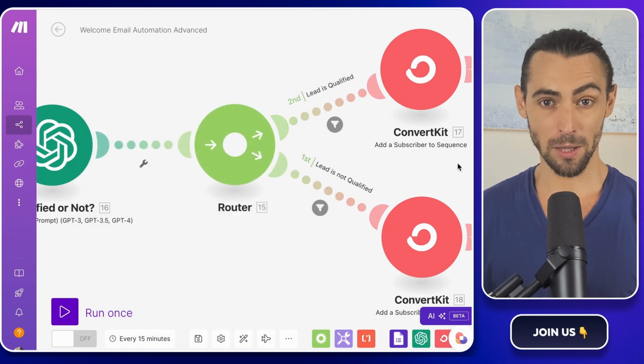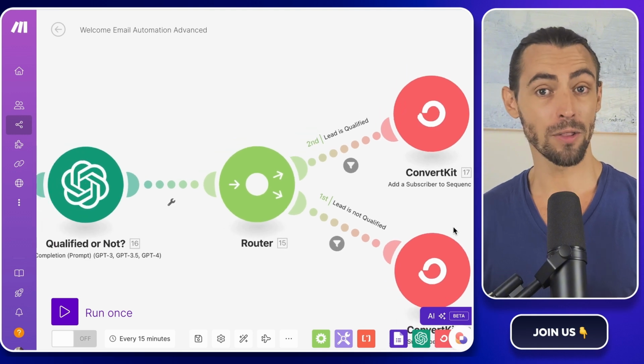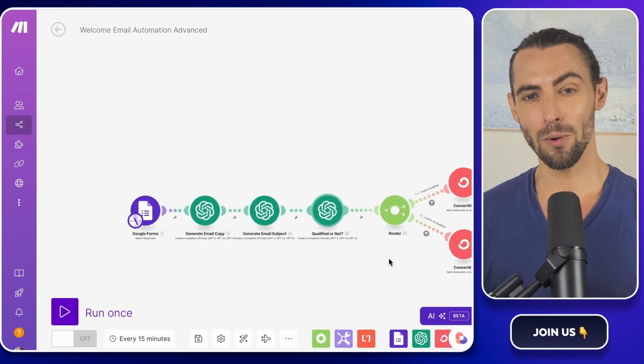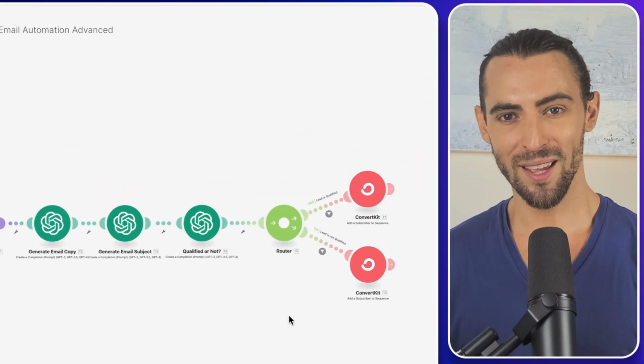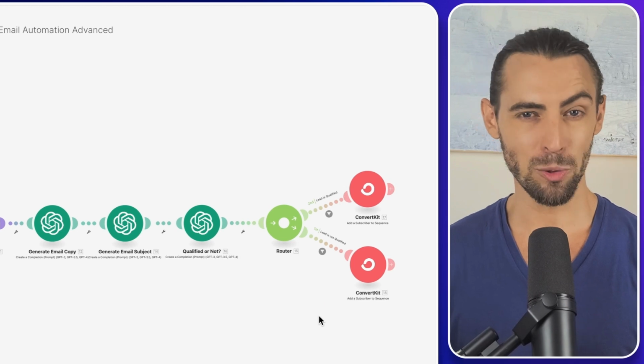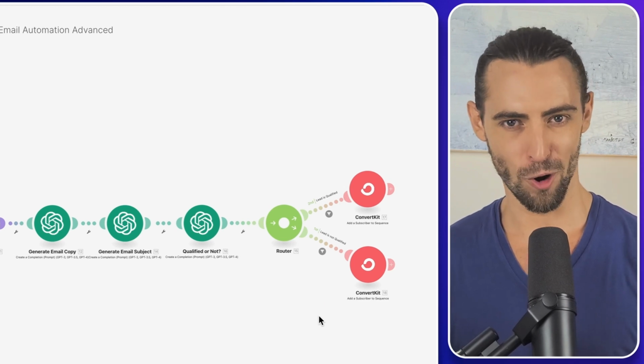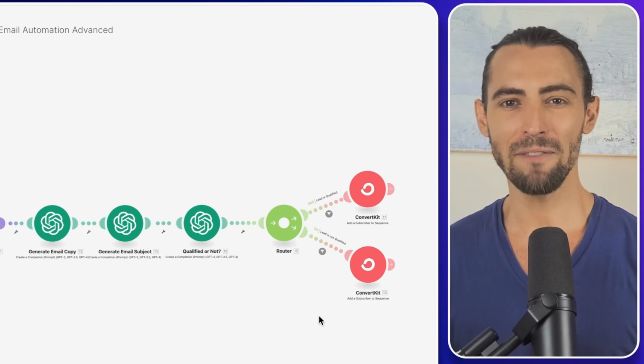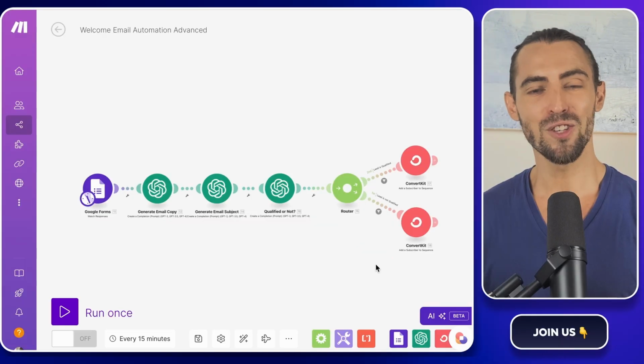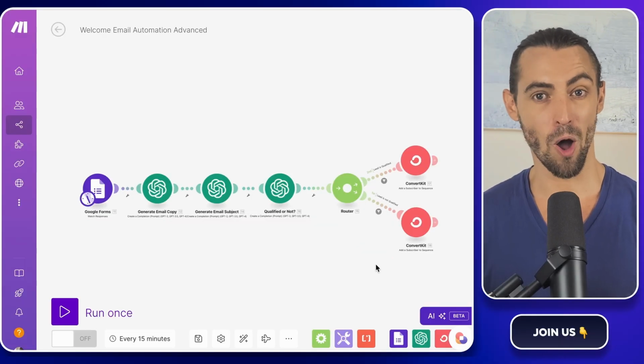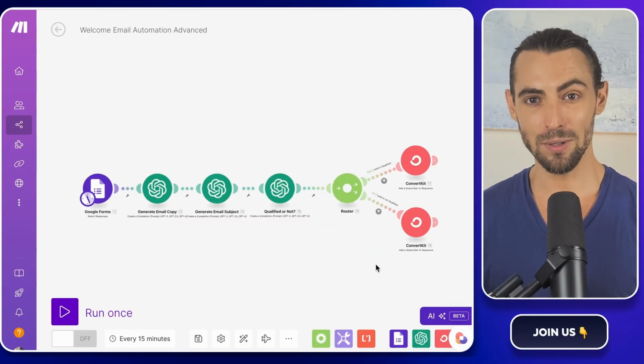Now, let's talk about the pros and cons of this system. On the plus side, this automation is going to save you a massive amount of time. Think about how much effort it would take to manually respond to every lead that fills out your form. With this setup, you don't have to lift a finger once it's running. You get personalized responses sent out automatically, which not only saves you time, but it also impresses your leads with how fast and relevant your communication is.